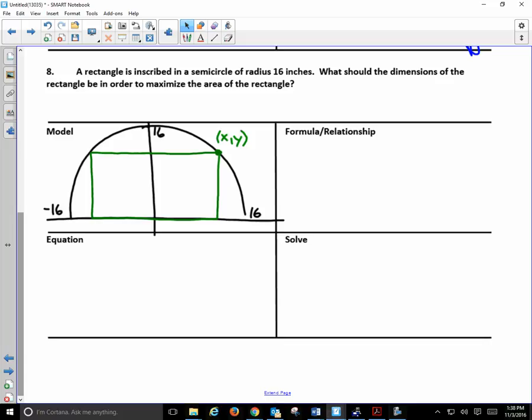What is driving the problem? Maximize area. So I will write down area is equal to base times height. What's the base? Two x.